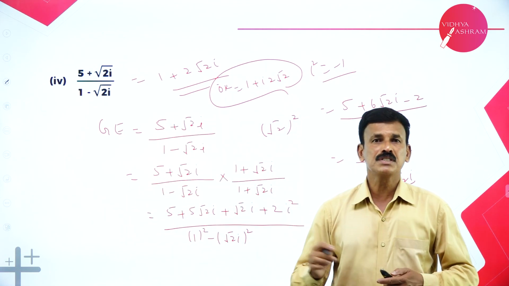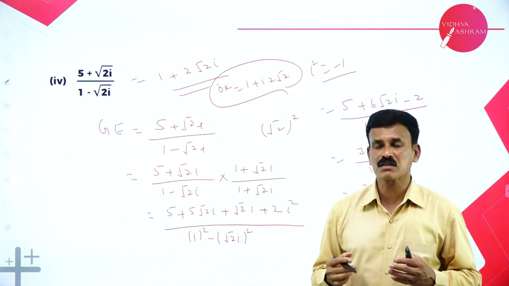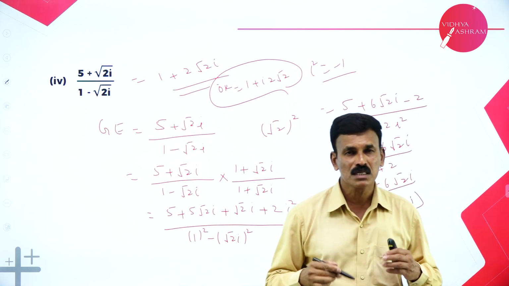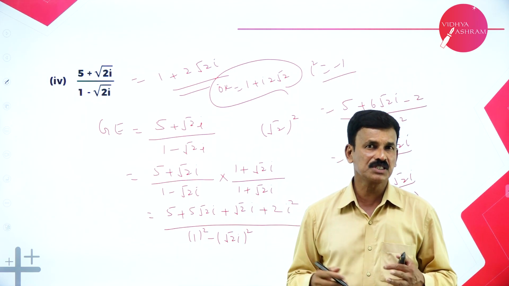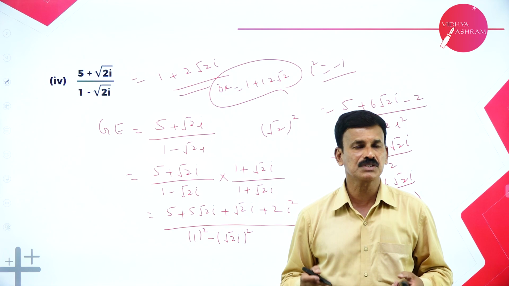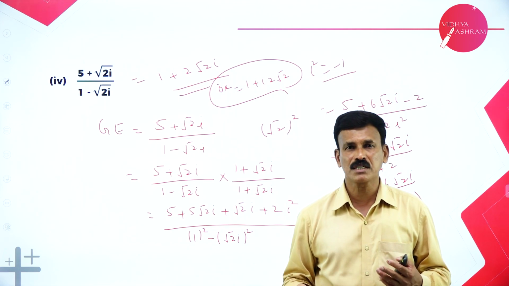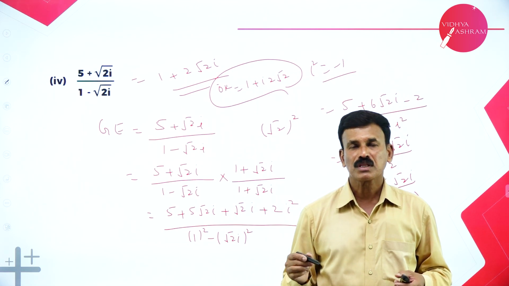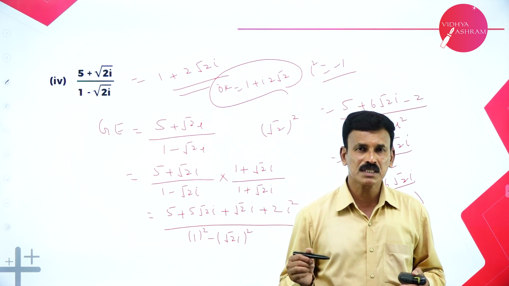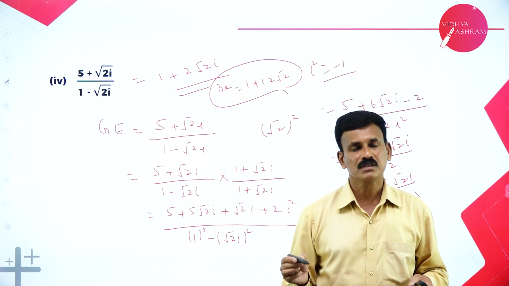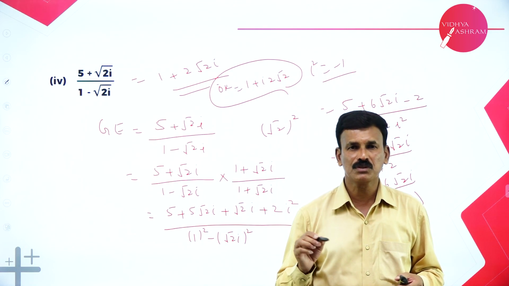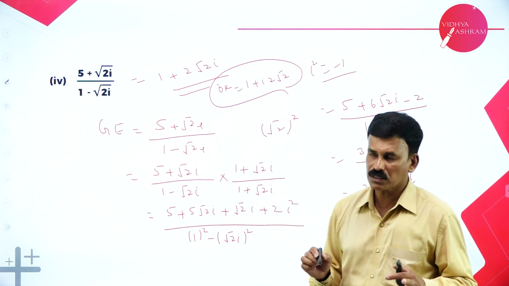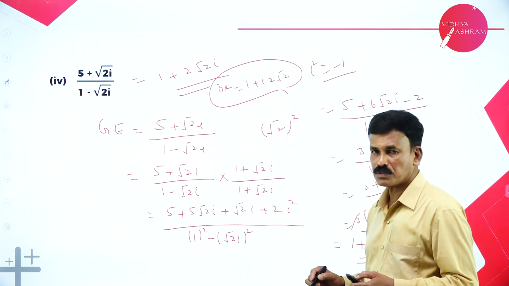That's it. So this is how we are going to simplify. These are called the properties of complex numbers, that is, the operations on complex numbers: addition, subtraction, multiplication and division. Addition of complex numbers gives again a complex number. Difference of complex numbers is a complex number. Multiplication of complex numbers is again a complex number. If you divide, again you will get a complex number. So these are very important properties of complex numbers.